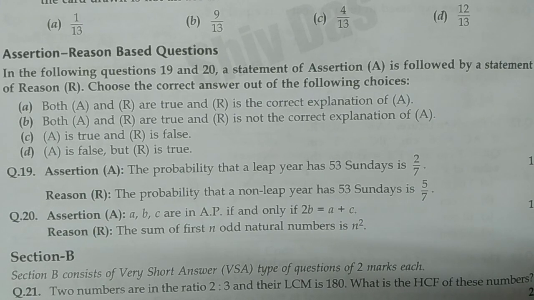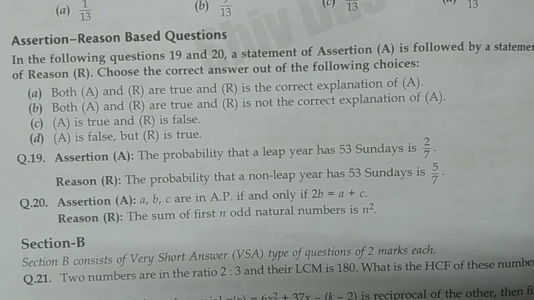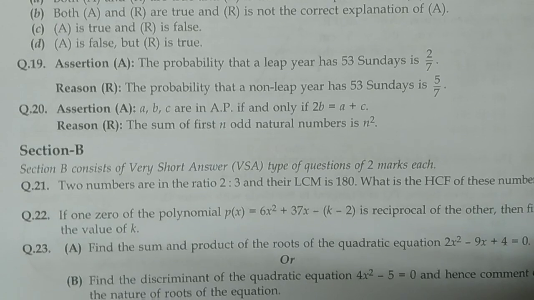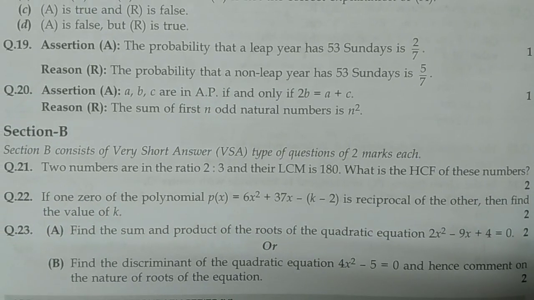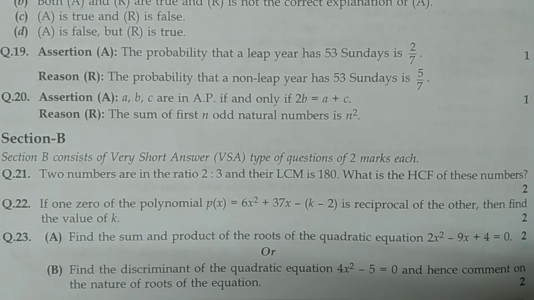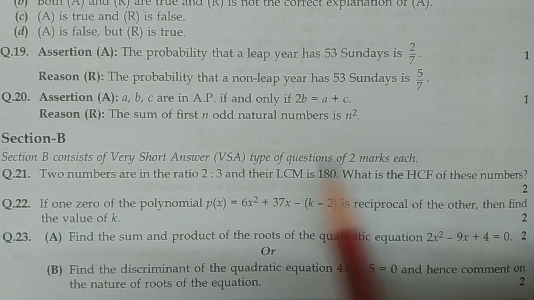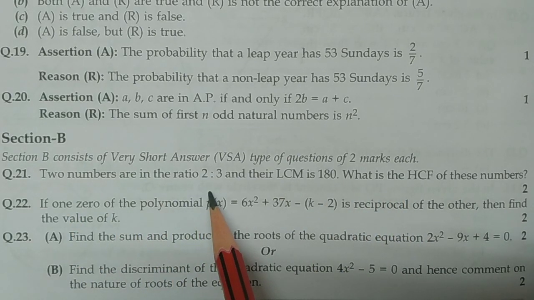So now I'm coming to section B, question number 21. You can see here, these are very important questions. Each question contains 2 marks, so you need to be aware. After solving the 1 mark questions, you need to fulfill all these 2 marks questions from here. It's given here that section B consists of very short answer VSA type questions of 2 marks each.